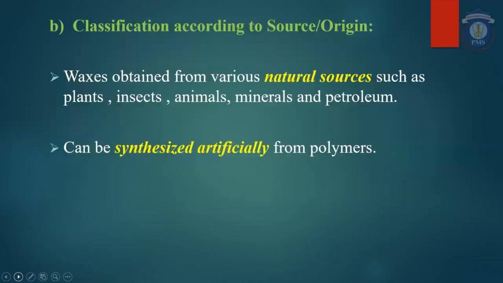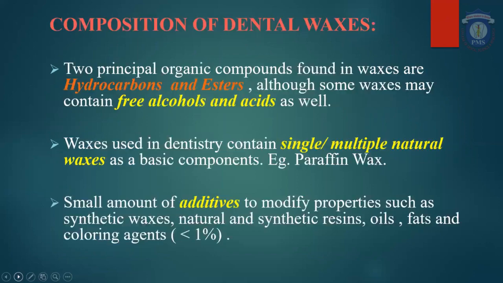Waxes can also be classified based on their source of origin. First we have natural waxes that are obtained from natural sources such as plants, insects, animals, or they are mined from their ores. They can also be obtained from petroleum, and they can be synthesized artificially from polymers.